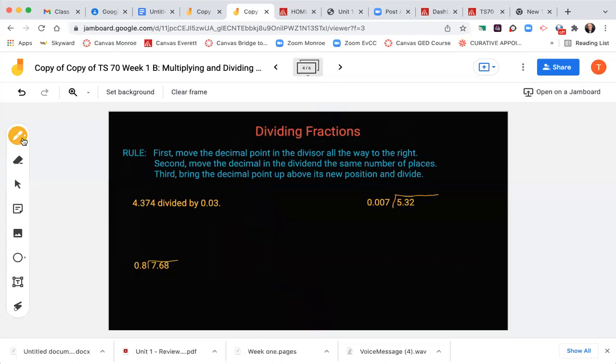Okay. Having said that, let me jump right into this here. The first problem, we'll call this problem number one, is 4.374 divided by 0.03. So this is the divisor here. It really would be like this: 0.03 into, we're dividing it into 4.374. Pay very close attention to where you're putting your decimals.